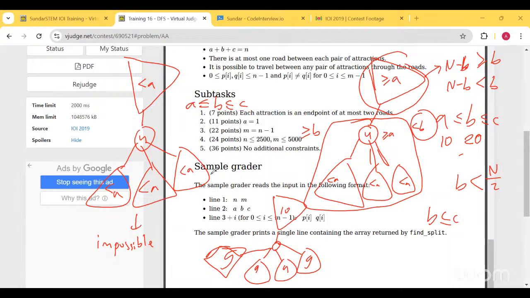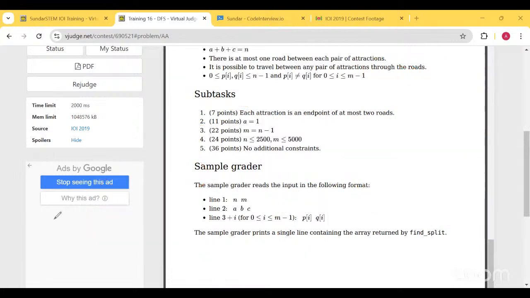So now we can solve subtask 3. Do we need rerouting? I think not. Wait, how to find such node U? By simple DFS, that's it.